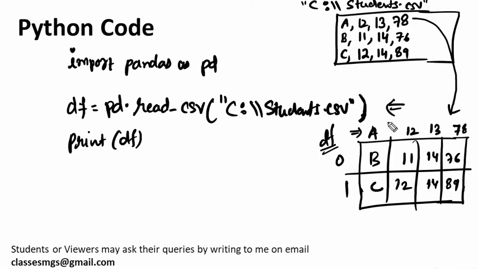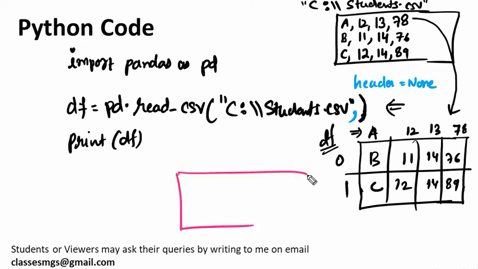If you don't want this first line as a header or the name of the columns, what you simply need to do is pass header equals none. If you pass header equals none, then what will happen to this data frame? The data frame will look like this. Okay, so this is the important thing that you should know.